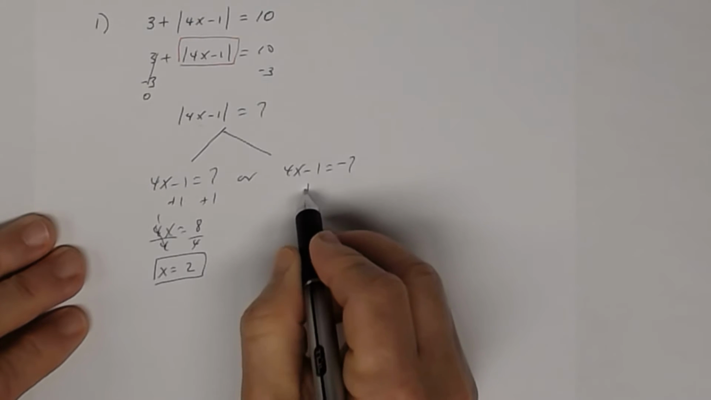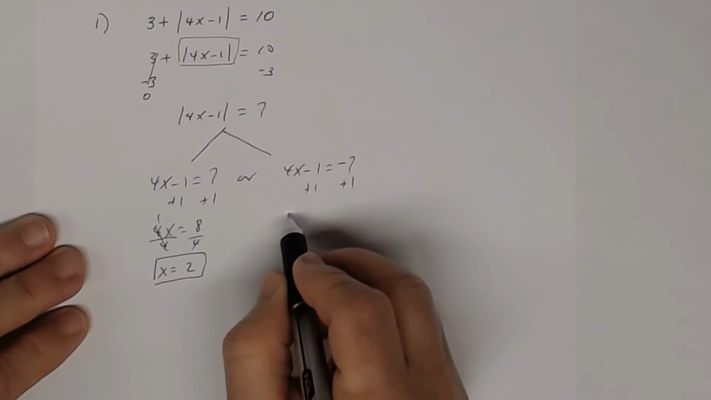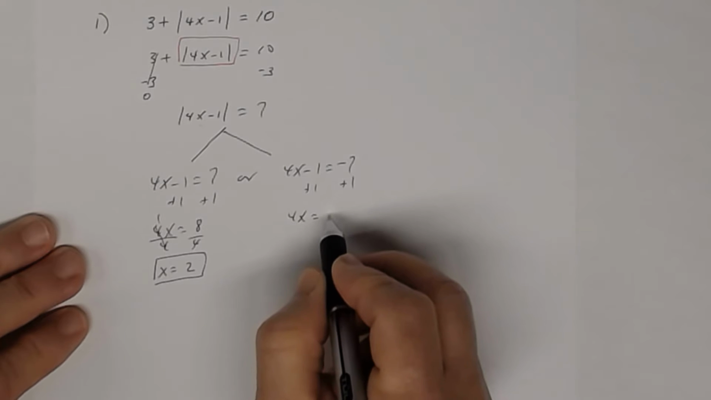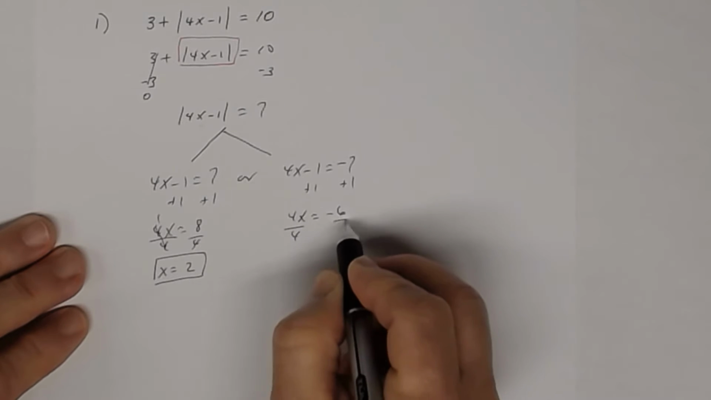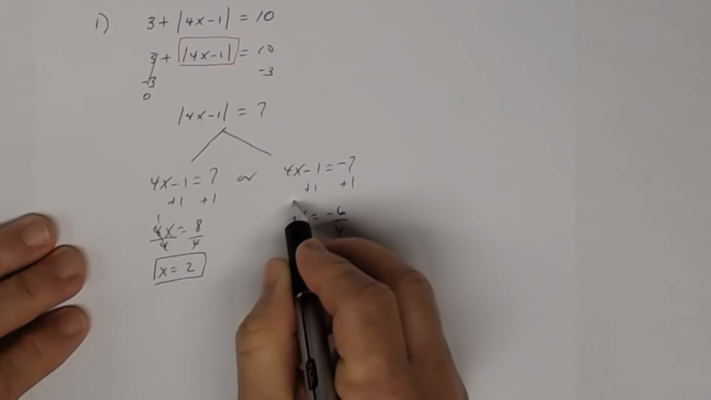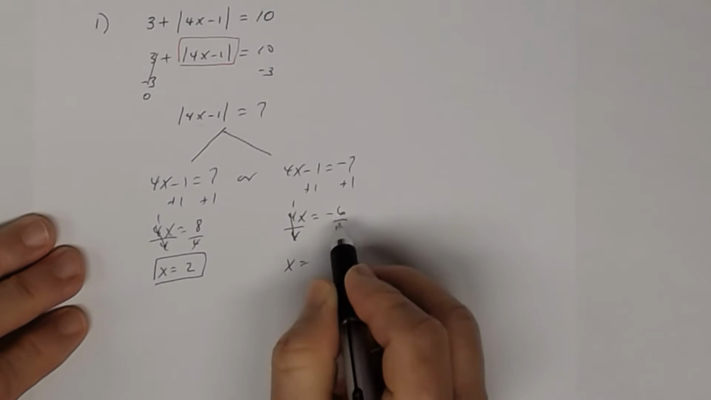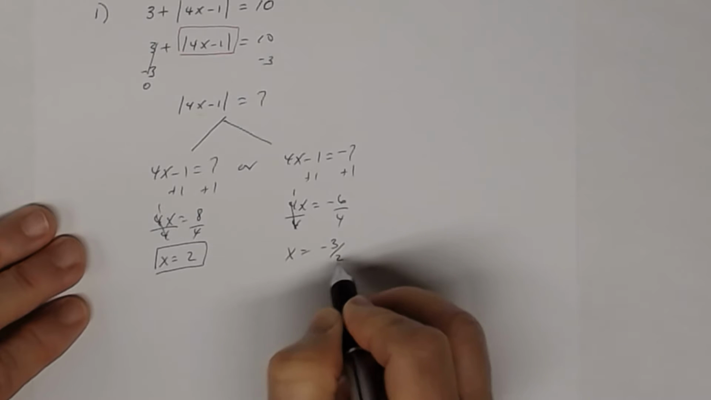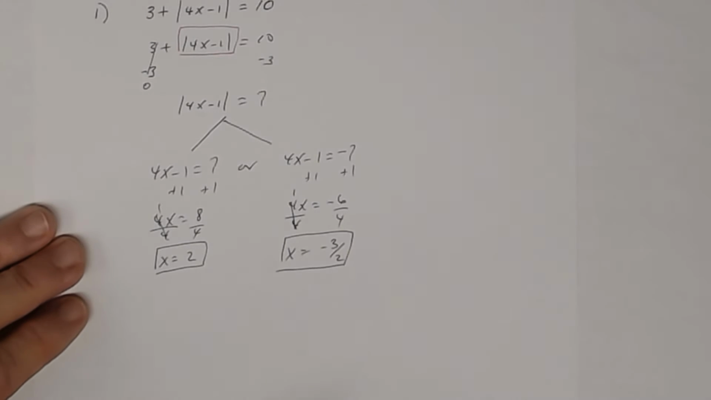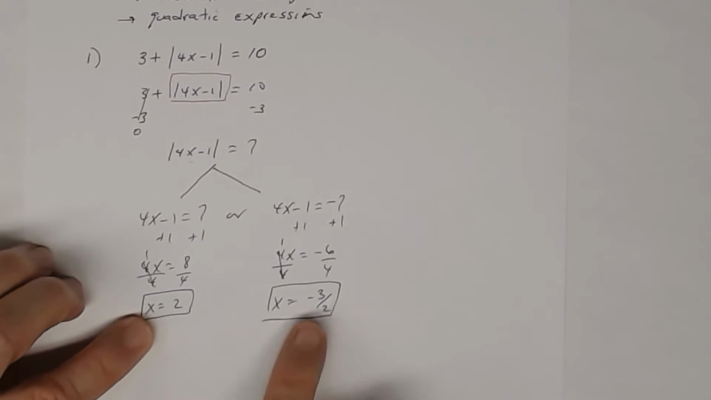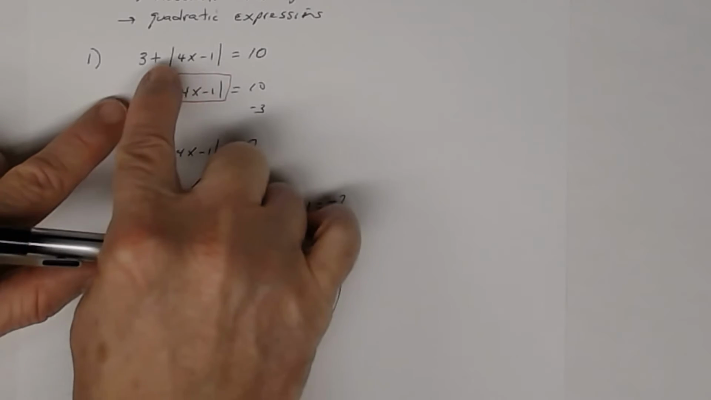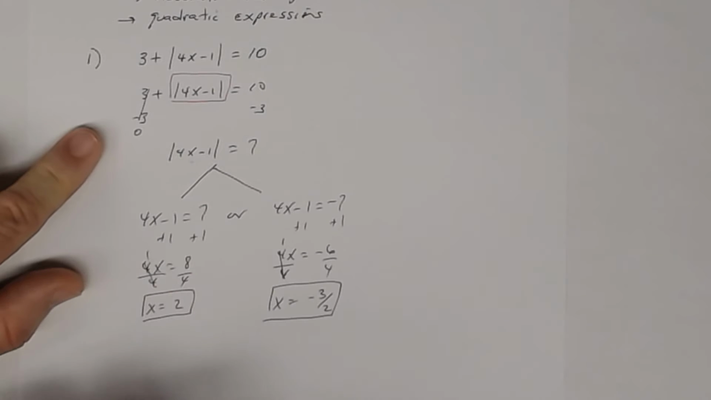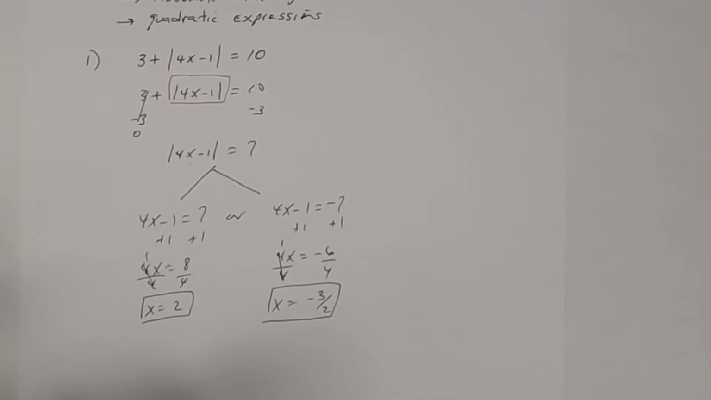The other one, I'm going to add 1 to both sides. So I get 4x equals negative 7 plus 1, which is negative 6. Divide both sides by 4. 4 divided by 4 is 1. 1 times x is x. And then when I reduce negative 6/4, I get negative 3/2. Okay, so those should be your two solutions. So if you went back and substituted both of those in the original, the left-hand side will equal 10 in both cases. Okay? All right, so that's number 1.